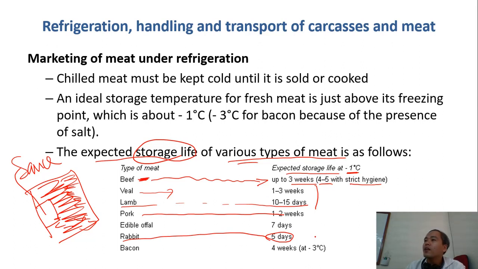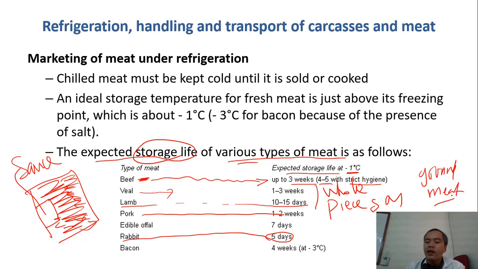would chicken have a shelf life less or more than beef? What do you think? Smaller pieces of meat. A whole piece of meat and ground meat: which one has the longer shelf life in the fridge, do you think? Ground meat is minced meat, and the other is a whole large piece of meat. Which one has the longer shelf life in the fridge? Whole piece of meat or ground meat? Whole piece of meat.